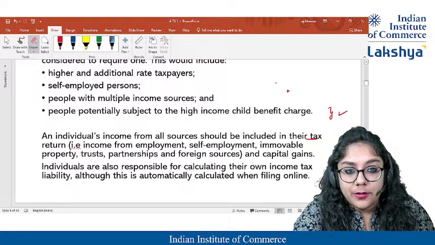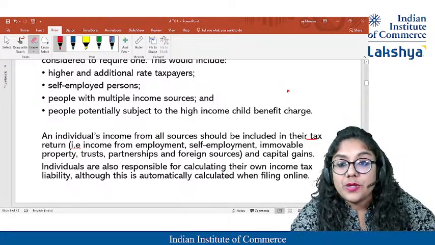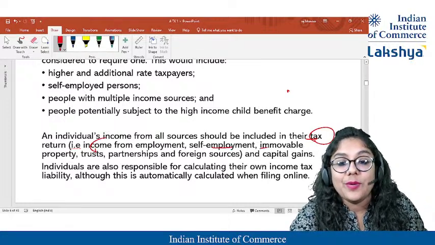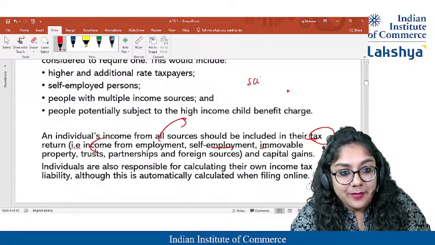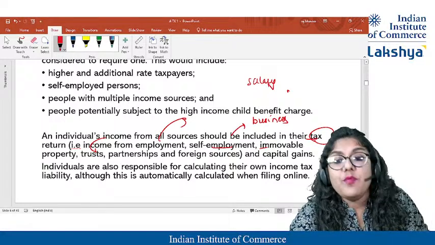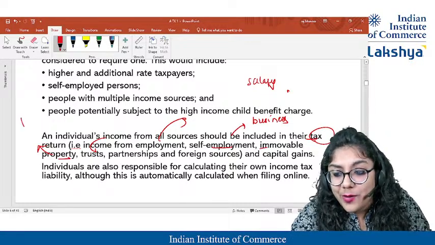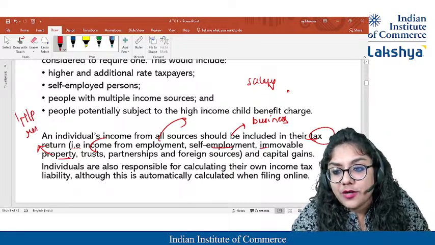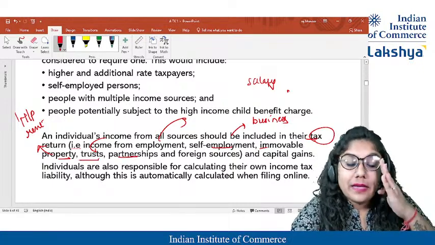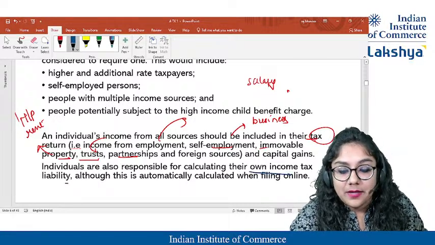Okay, so what they have written over here, guys: an individual's income from all the sources should be included in their tax returns, for example income from employment, self-employment, and immovable property. Employment means like salary. Self-employment means I'm having my own business. Immovable property means something which is not movable, let's say I have purchased land or a house property and given it on rental. Also loans from trusts, foreign sources, etc. Individuals are also responsible for calculating their own income tax liability when filing.